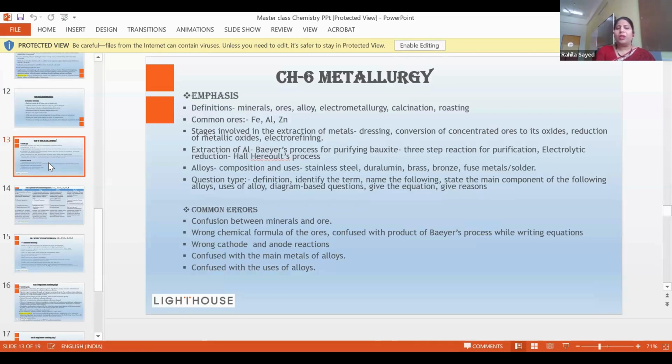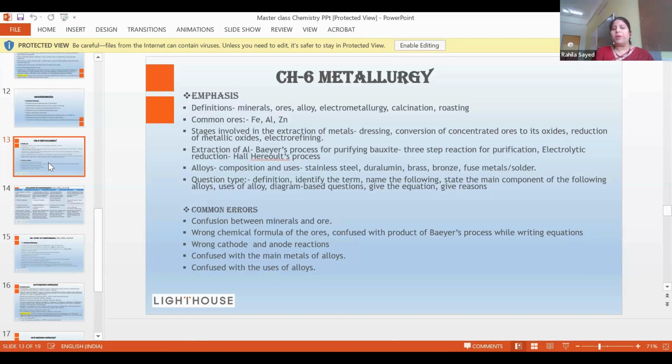Then common ores of iron, aluminium, zinc, and the stages involved in the extraction of metals, that is dressing of the ore, conversion of concentrated ores to its oxides, reduction of metallic oxides, electro-refining. All these stages you need to know. Extraction of aluminium, again, very, very important. Most of the questions are asked from here.